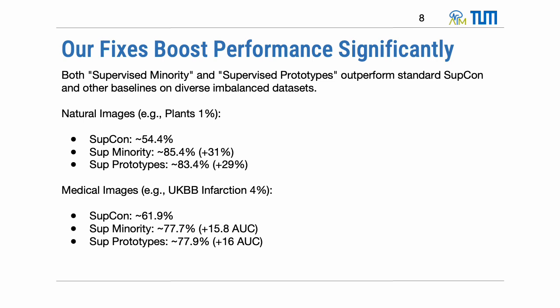And we also used some real-world datasets containing medical images. For example, here the UK Biobank dataset, where we were predicting the chance of an infarction, which has about a 4% positive rate. And so we see, okay, SupCon collapses to 54.4% linear probing accuracy, whereas SubMinority and SubPrototypes, even at 1% imbalance, restore this, gaining 31 to 29% in linear probing accuracy. On the medical image dataset, this also works in real life. SupCon has very, very poor performance at 61.9%, whereas SubMinority and SubPrototypes improve upon this by about 16 points in AUC.